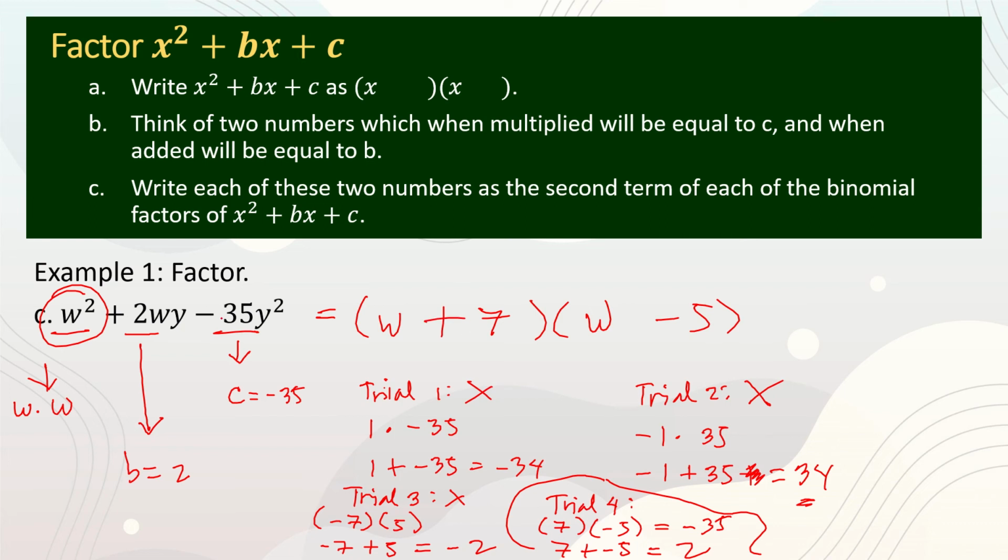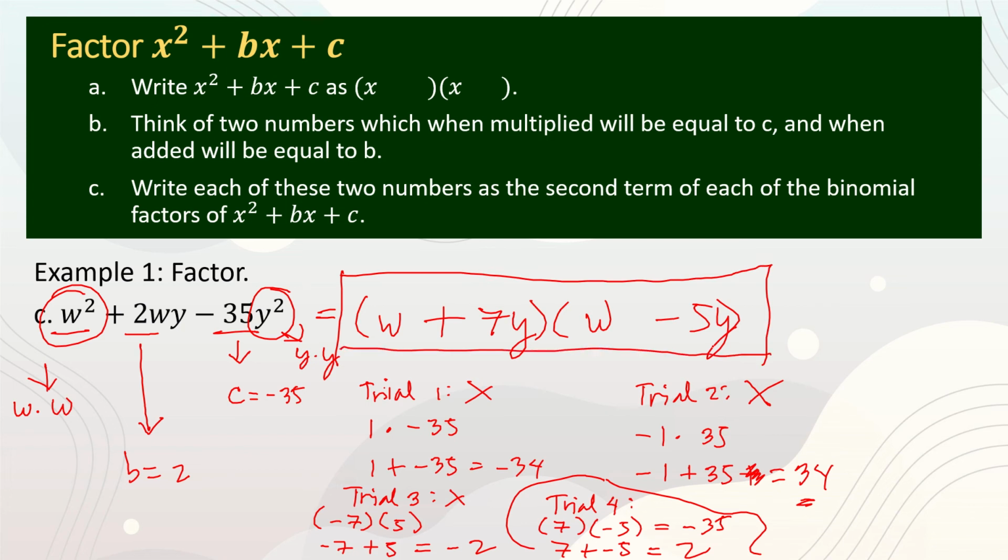Now, don't forget, in our third term, there's a y squared. So in our y squared, that's factorable as y times y. So dapat yung second term din natin sa mga binomials, we have to put y as well. Okay? So that when you multiply y times y, you'll get y squared. So this is not the correct answer. W plus 7y times the quantity of w minus 5y.